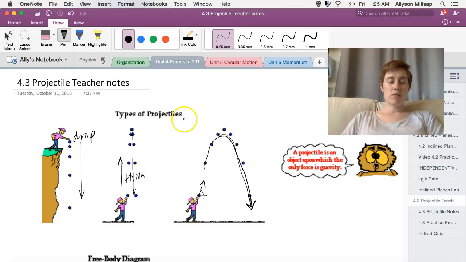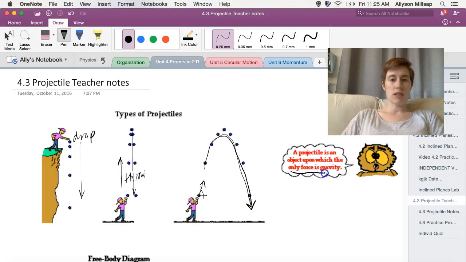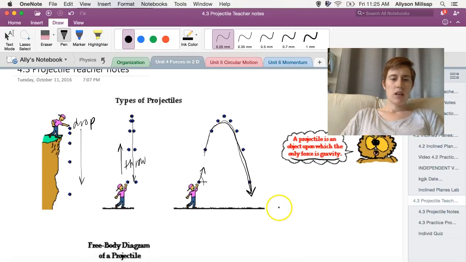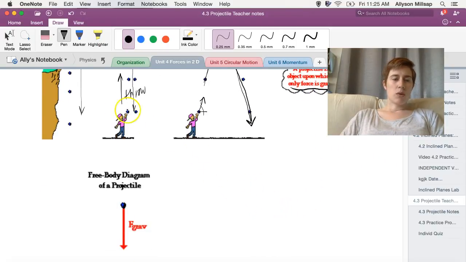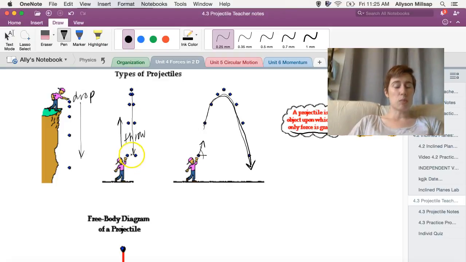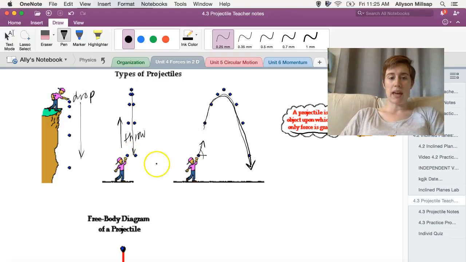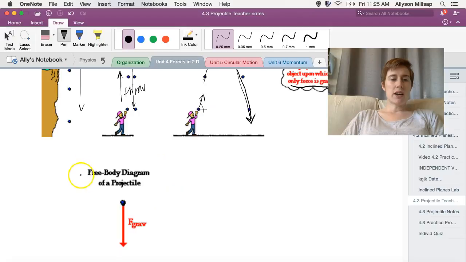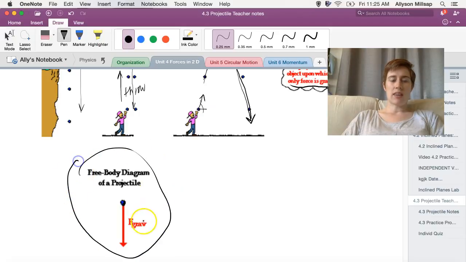The definition of a projectile is any kind of object in which the only force acting on it is gravity. So these three projectiles are projectiles after they leave the person's hand, because after they leave the person's hand, there's no longer a force being applied to them. So the free body diagram of every projectile looks like this.